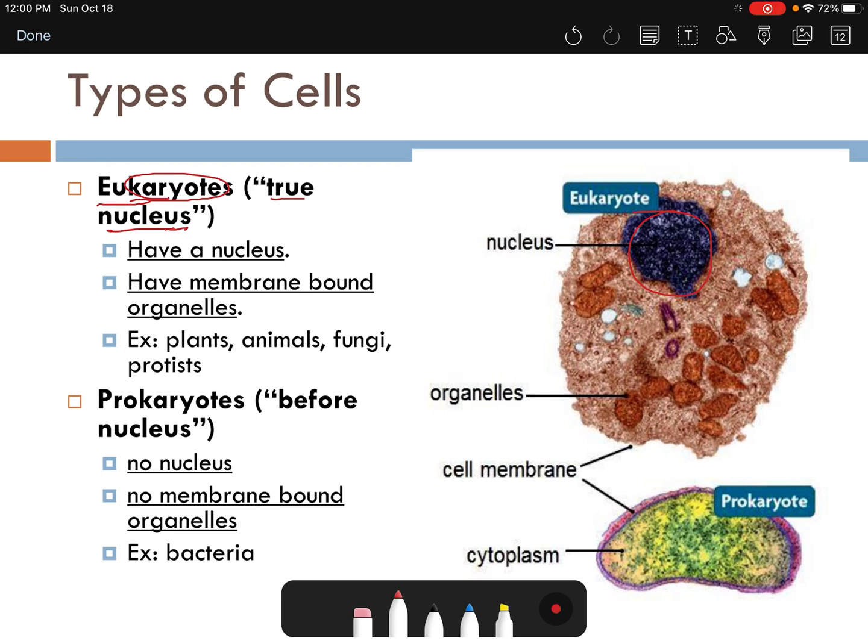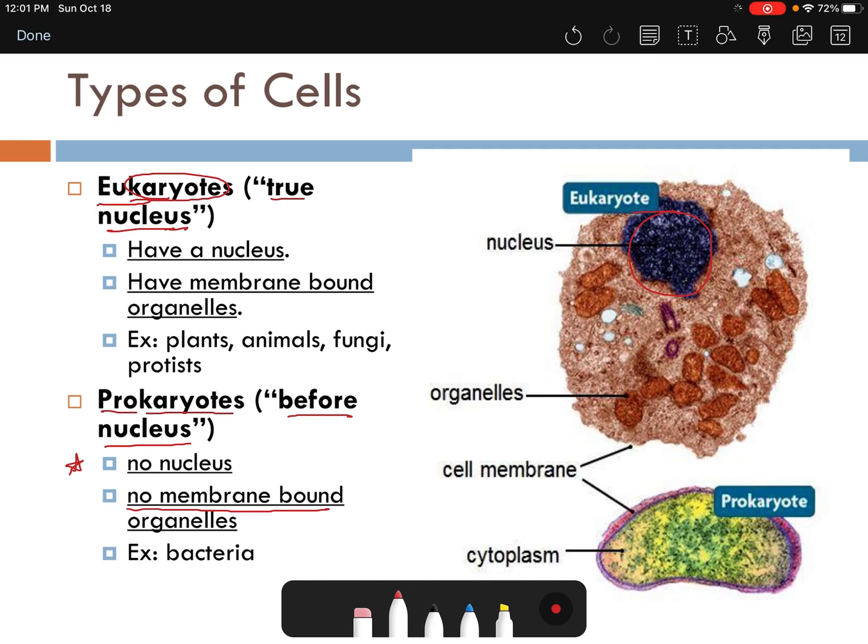These include your plants, animals, fungi, protists. The other category is a prokaryote. A prokaryote, pro means before, and again, karyote means nucleus, so before a nucleus. So these organisms, what makes them set apart is they do not have a nucleus. They also do not have any membrane-bound organelles. So they won't have things like mitochondria in them.